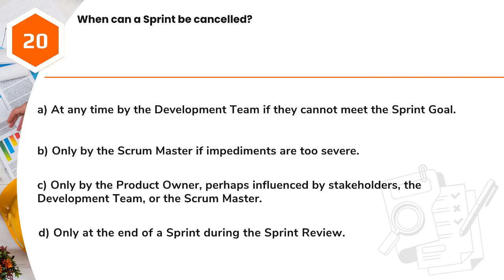Question 20. When can a sprint be cancelled? A. At any time by the development team if they cannot meet the sprint goal. B. Only by the Scrum Master if impediments are too severe. C. Only by the product owner, perhaps influenced by stakeholders, the development team, or the Scrum Master. D. Only at the end of a sprint during the sprint review.